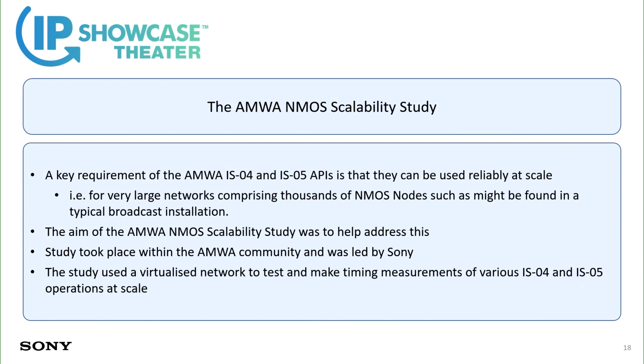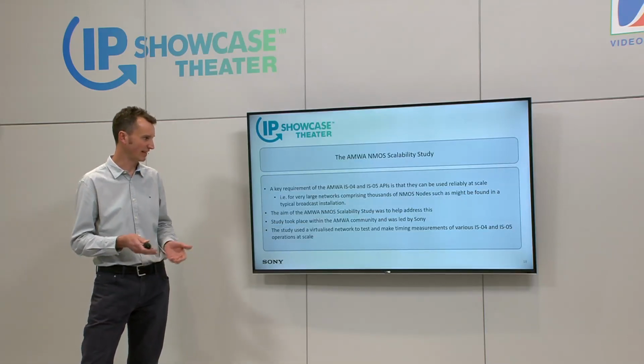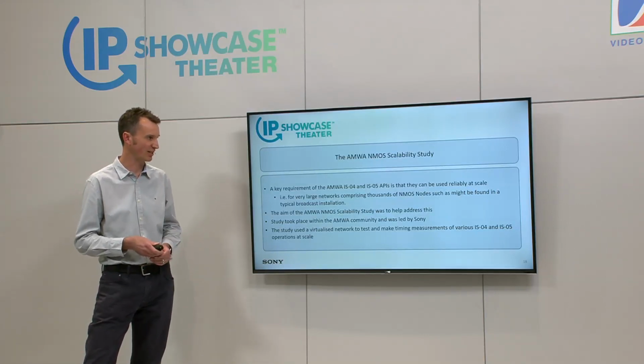So we set up the AMWA NMOS scalability study within the AMWA. Sony volunteered to lead this, but a lot of the AMWA community were involved in specifying requirements and feeding back on some of the tests that we proposed to do. We chose to use a virtualized network for this study because we're only testing the APIs. We're not testing the transport data, the media transport over the network. So we felt using a virtualized network was justified for this. And what we then did was we set up that virtualized network and made timing measurements of various IS-04 and IS-05 operations over the network at scale.